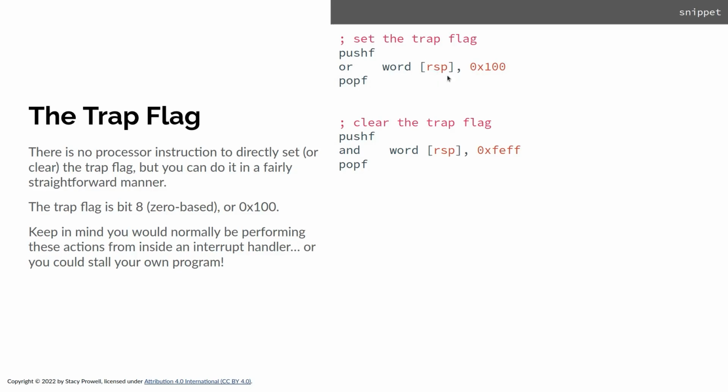So this is the thing at the top of the stack. Same thing for clearing it. But wait, you may say, what if I set it, then I'm going to execute that instruction and halt? Not quite exactly the way that it works. You'll have to jump to the instruction, and then you'll get your single step. There you go. Trap flag.